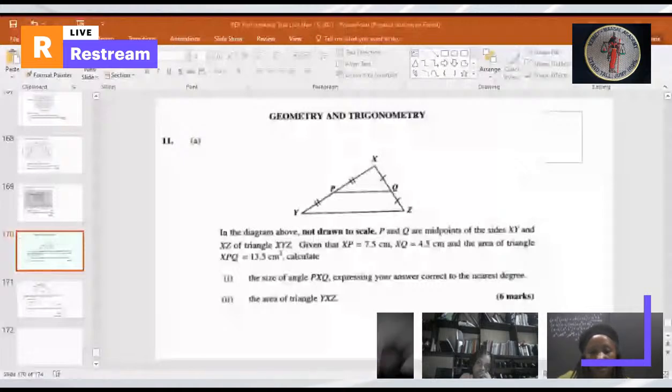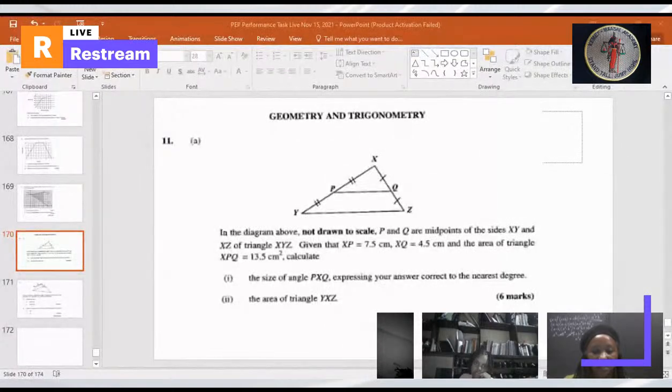Now there are two ways we could do it. We can use that same formula, half AB sine C. In this case, we would have to find the lengths, since they told us the small one is the midpoint of the bigger one. So the bigger one is twice the length of the small one, right? So if we're using that same formula, half AB sine C, for the big one we'd have to double the 7.5 and double the 4.5 for the lengths, for XZ and for XY.